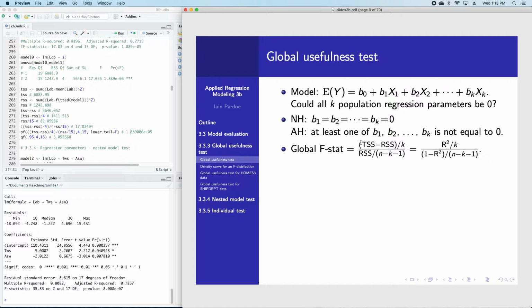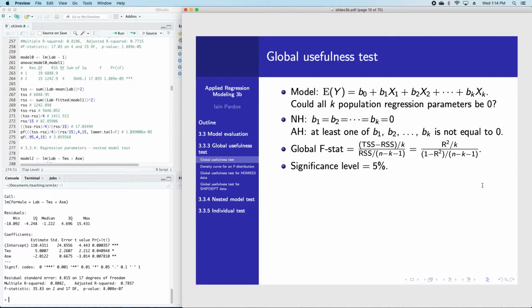Conversely, what would make this a very small number would be if TSS and RSS were close to each other. And what would make them close to each other? Well, if the predictors really didn't tell us much about the response, then RSS would be fairly close to TSS and we'd have a small F statistic. So that suggests that with a large F statistic, we ought to reject the null hypothesis in favor of the alternative, and with a small F statistic, we're not going to be able to reject the null hypothesis.